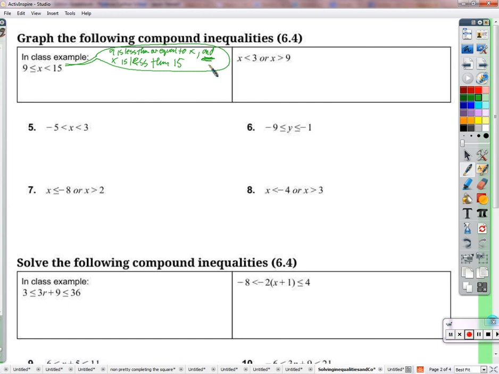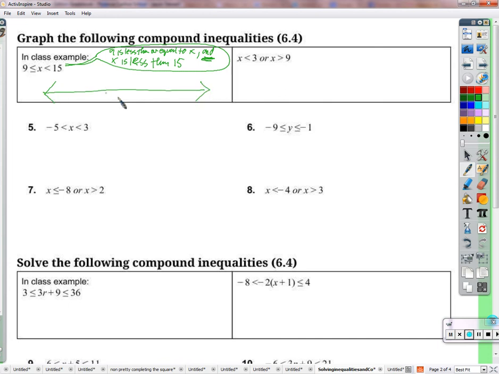But I can't be a husband and a single guy. I could be one or the other. Sometimes I can be two things at once. And in this case, X can be two things at once. X is greater than or equal to 9, and less than 15.